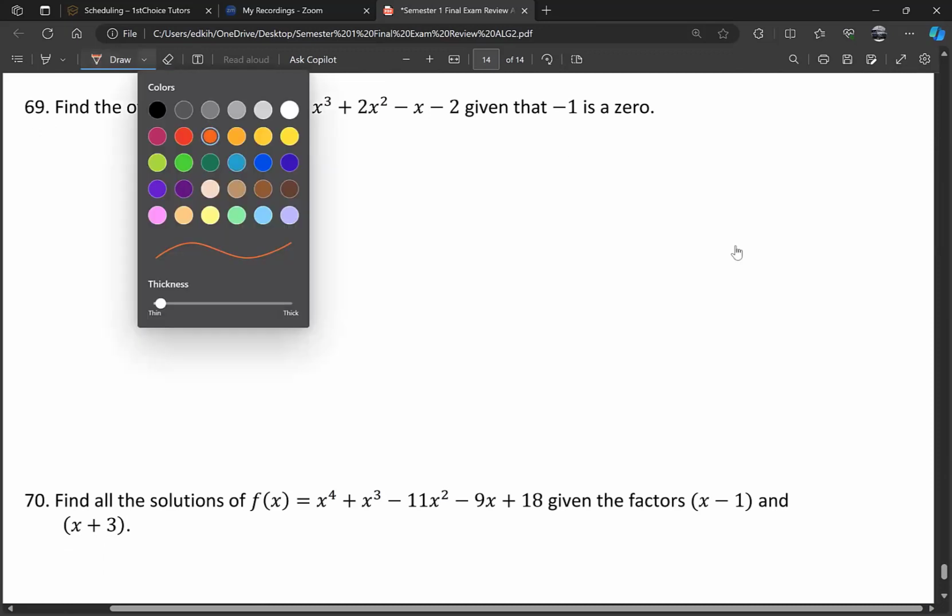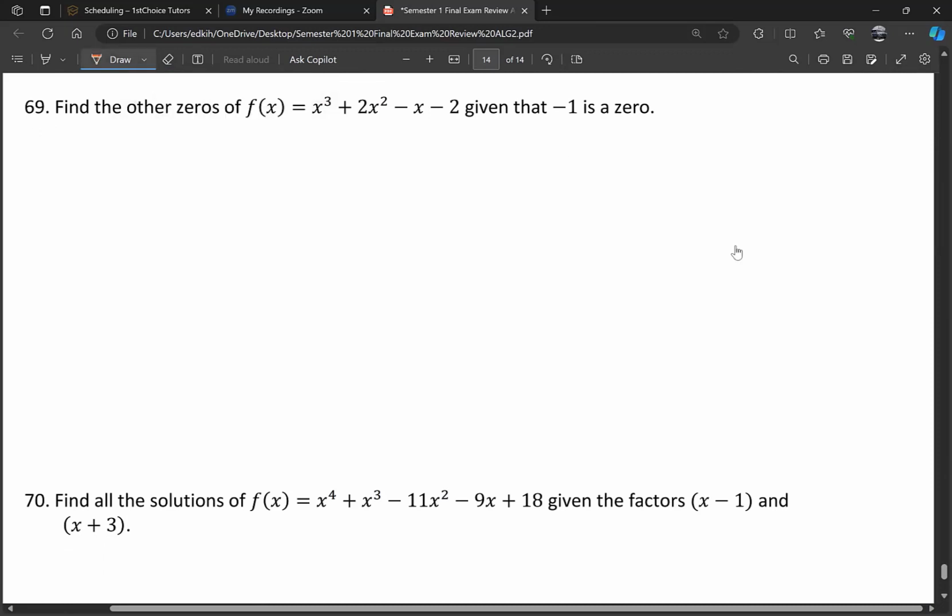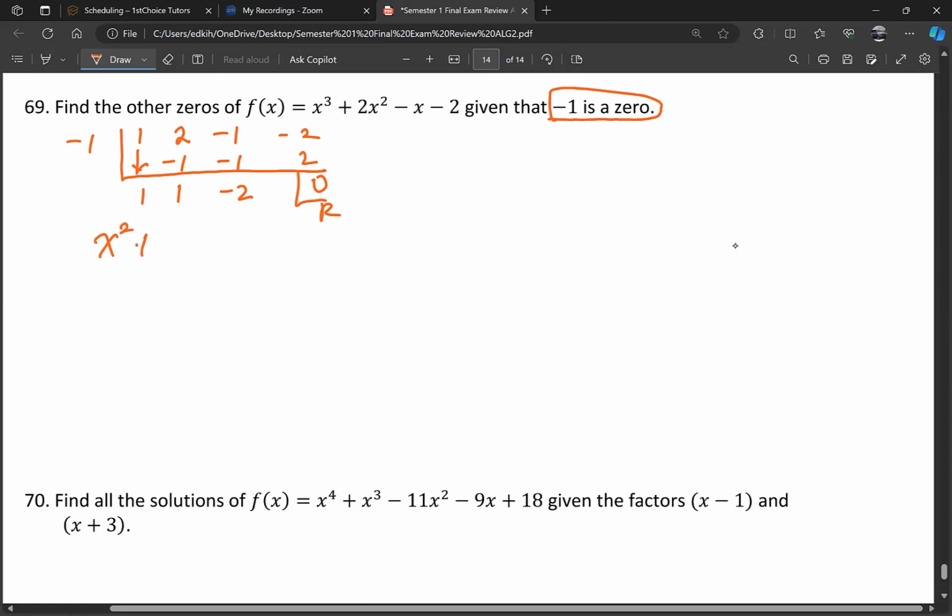Okay. Then we've got find the other zeros, given that -1 is a 0. So again, starting off with the synthetic division, -1. Coefficients are 1, 2, -1, and -2. Drop down the 1, multiply, add, multiply, add, multiply. The remainder is 0. So now this brings us to x to the second plus x minus 2.